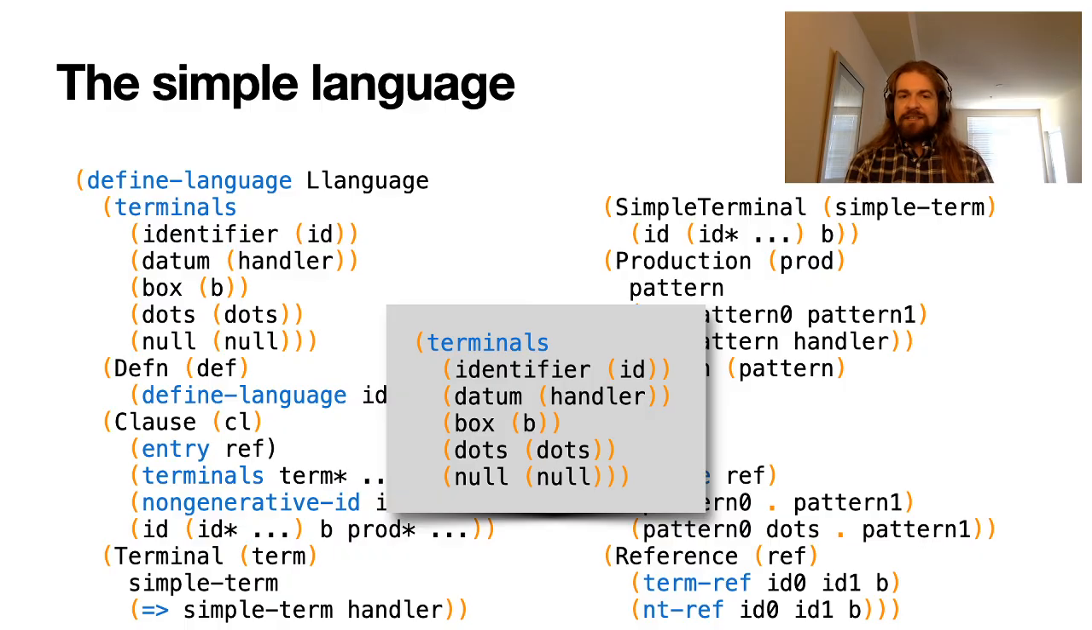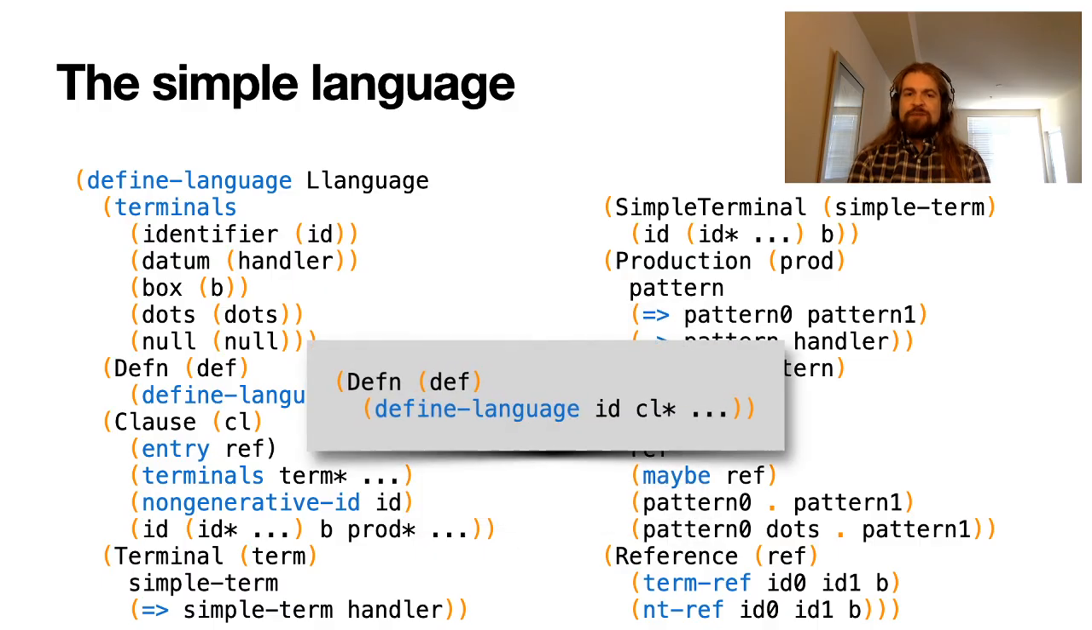We also have these things in here, dots and null. And we have these in here because we want a way to match ellipses, which are not something that we would normally be able to put in here, and null as literals. And we want to match them not in literal position, but in other positions within the language. I'll talk a little bit more about that as we look at what the pattern looks like.